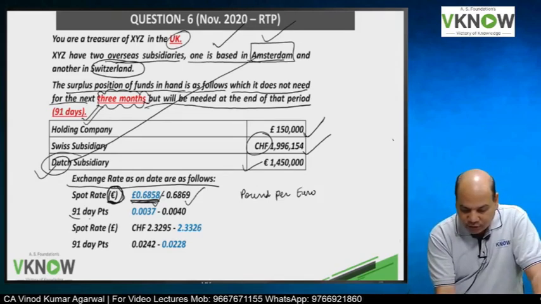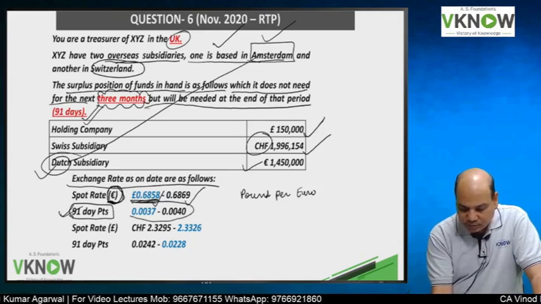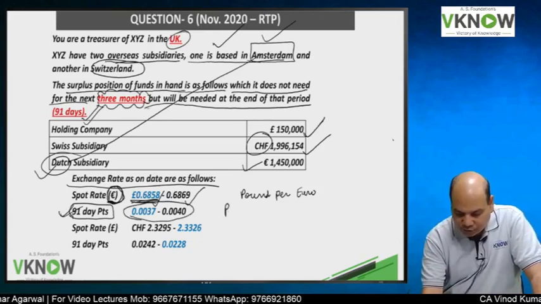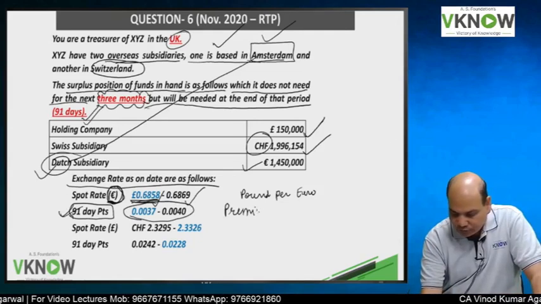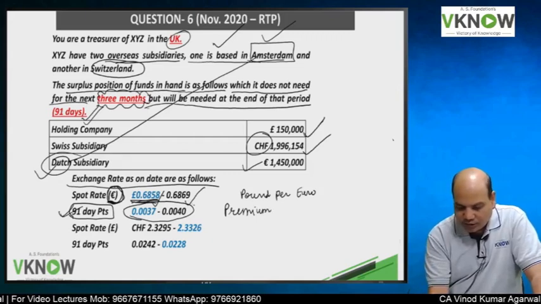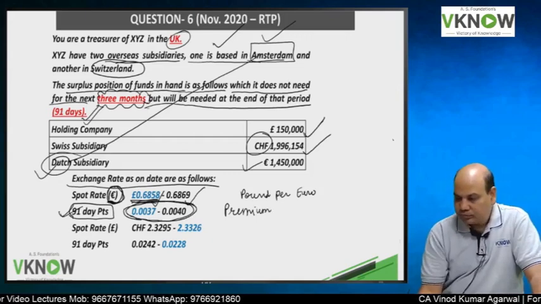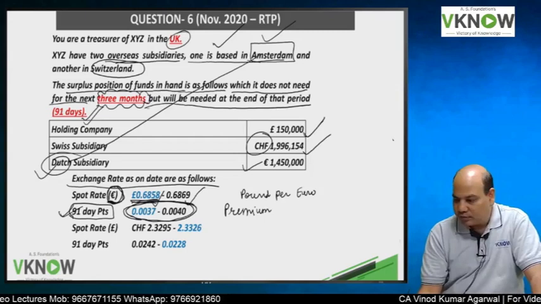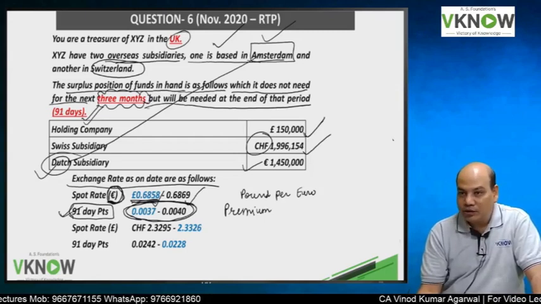And then you are given 91-day points. These are the premium. Why is it premium? Because it is in ascending order. Very good. It is in ascending order.